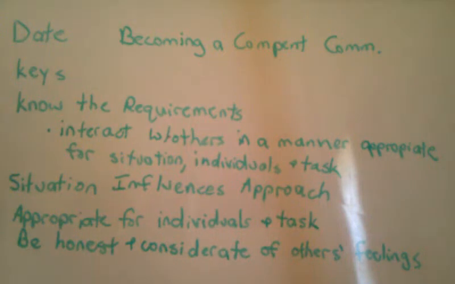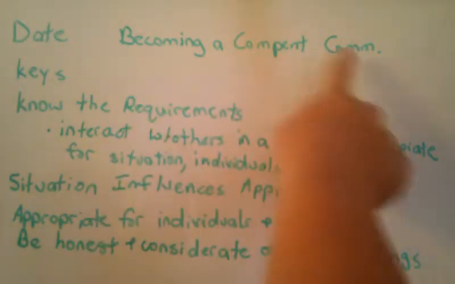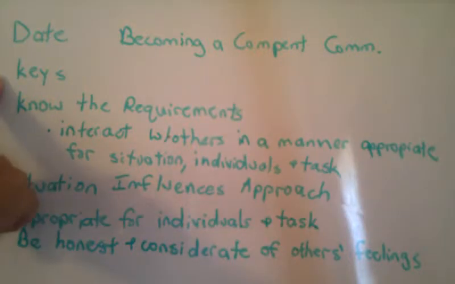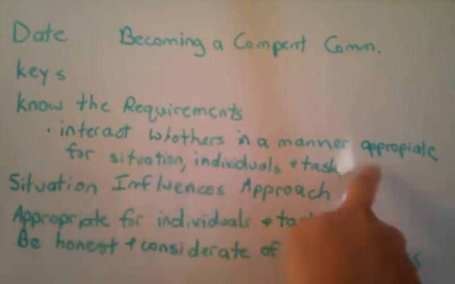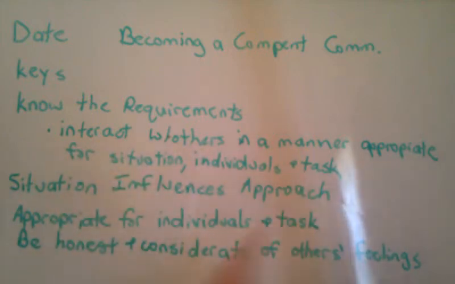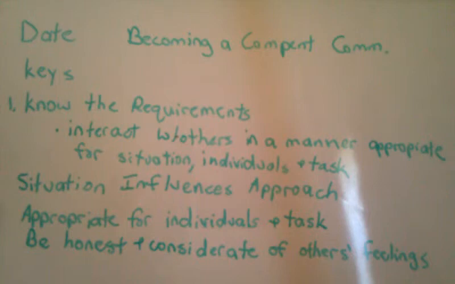Okay, so today we're talking about becoming a competent communicator. The keys to being a competent communicator are: know the requirements, interact with others in a manner appropriate for the situation, individuals, and tasks. The situation influences the approach. We have to be appropriate for individuals and appropriate for the task. Be honest and considerate of others' feelings. Okay, so this, know the requirements, is the first key. So put a 1 by know the requirements, because now we're going to talk about another key.